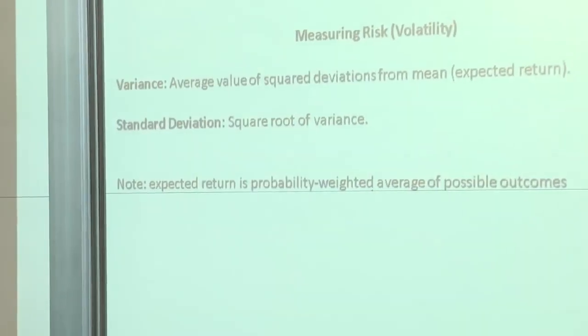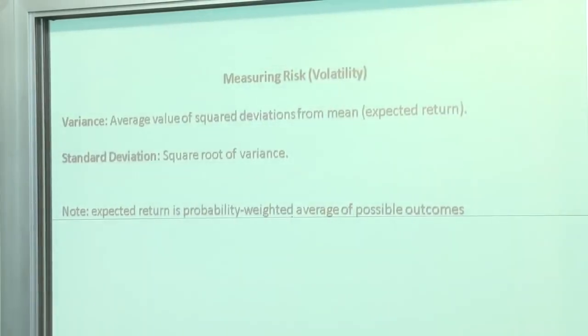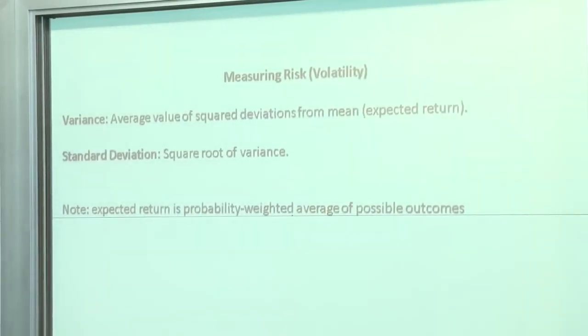Then how to measure risk? So risk is what? The risk is the volatility or the uncertainty of the price. The price can go up and go down, and that uncertainty is captured by our risk measures. There are two measures we use: variance and standard deviation. These are basically math stuff.